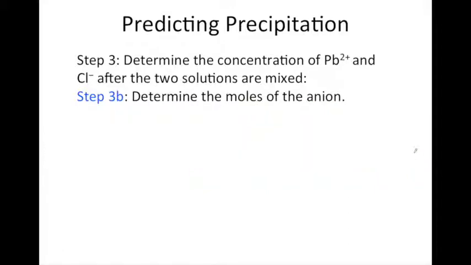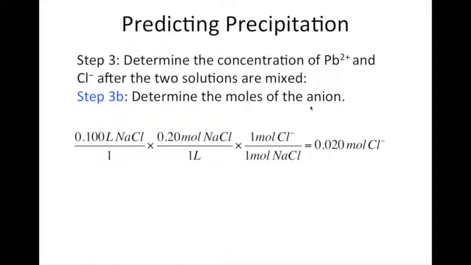Next, let's determine the moles of the anion, or the chloride ion. Let's do the same thing. We take the volume of the sodium chloride. The sodium chloride solution is going to be our source of chloride ions. We multiply it times the molarity of sodium chloride. My liters cancel. For every 1 mole of sodium chloride, it contains 1 mole of chloride ions. And so our math tells us that we should have 0.020 moles of chloride in our solution.